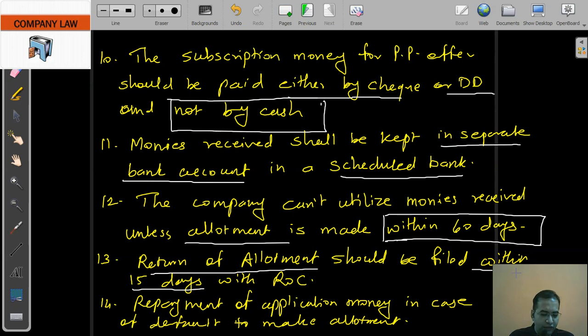So a company shall allot its securities, but if the company is not able to allot within a period of 60 days from the date of receipt of the funds, then in that case the company will have to return the money within a period of 15 days. Along with that, there will be a penalty or interest to be paid if the company fails to repay the money, at the rate of 12%.